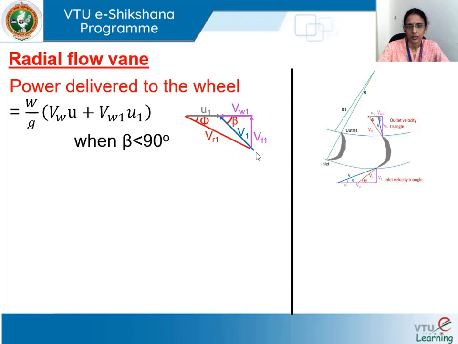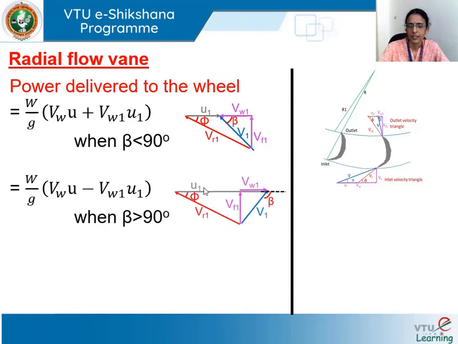And when we recollect the velocity triangle we have drawn in that case, beta was less than 90 degrees. When beta is less than 90 degrees, VW1, that is the tangential component of V1, will be towards the negative x direction. Therefore, the minus sign needs to be attached to this VW1. That is how this has become plus VW1.